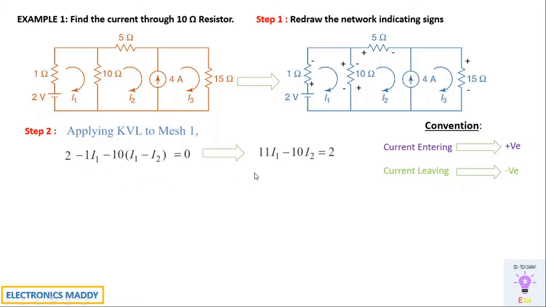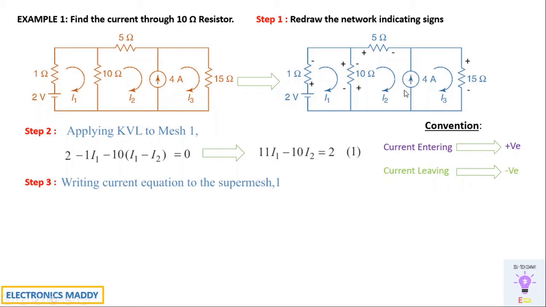So we'll further simplify this. We'll be getting 11I1 minus 10I2 is equal to 2. So we'll be writing this as equation 1. Next step, we have already identified this as our super mesh, isn't it? So how do we approach a super mesh?